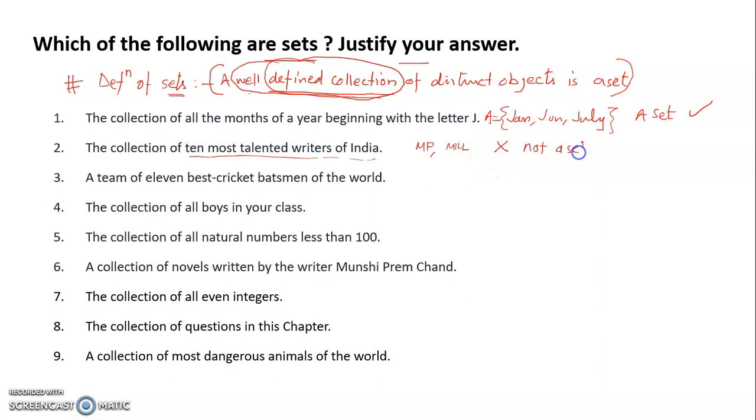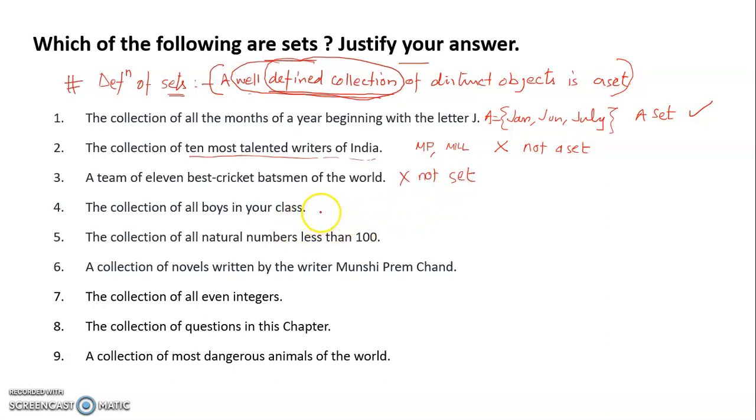Now I think there is a lot of clarity. That means the elements are supposed to be so well defined that it doesn't matter who collects the elements or members, the collection is supposed to be the same. The team of 11 best cricket batsmen of the world. I may pick Sachin Tendulkar or Rahul Dravid or probably Greg Chappell as the best, while somebody else will disagree and say, okay, these are not the members of my collection. So again there is a variation, and this is again not a set because the term best cricket batsman is not well defined.